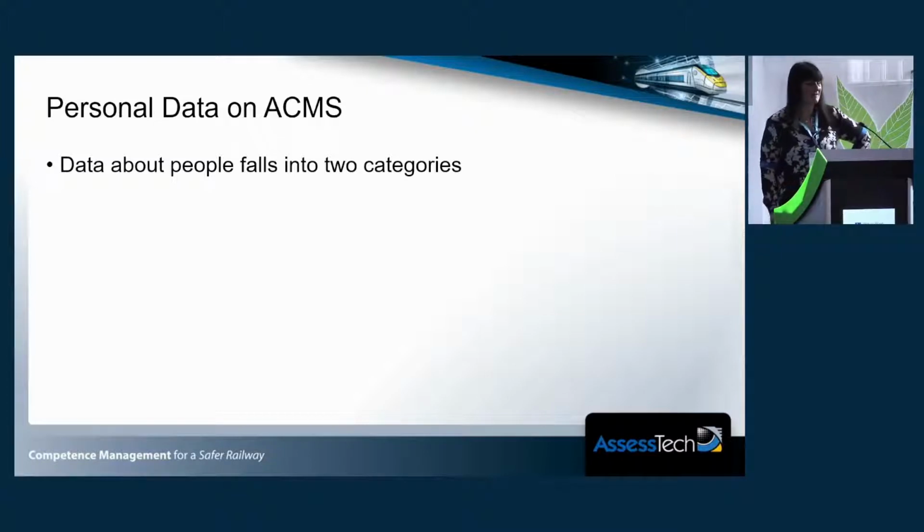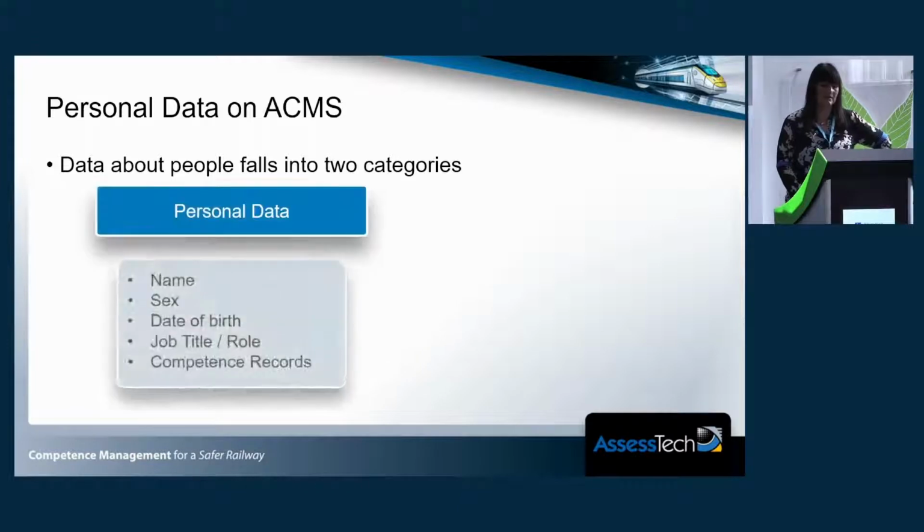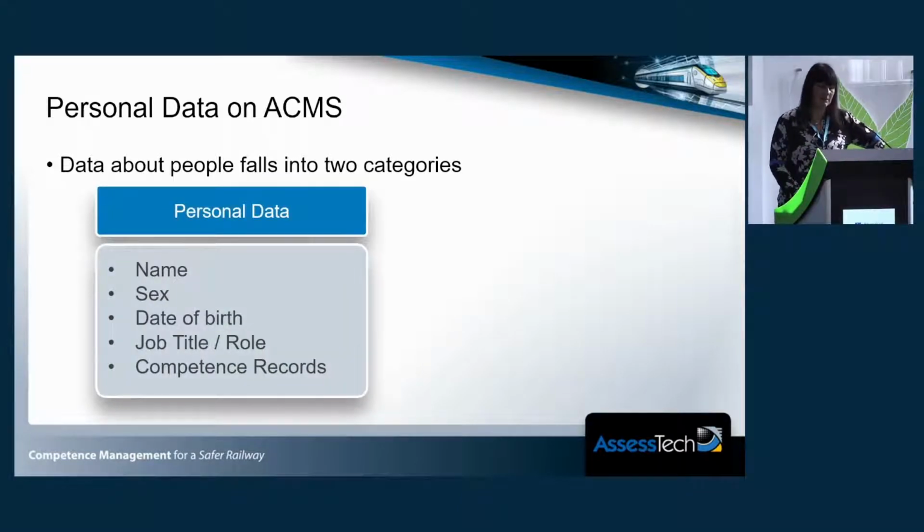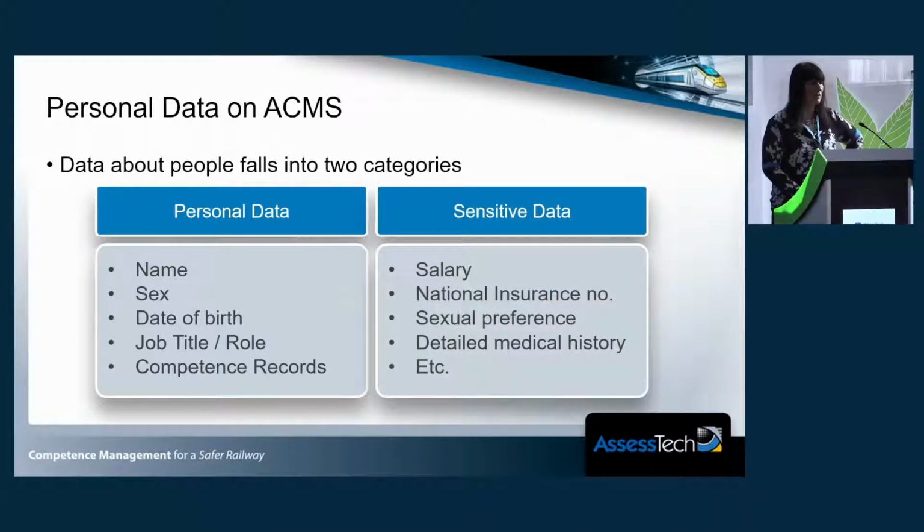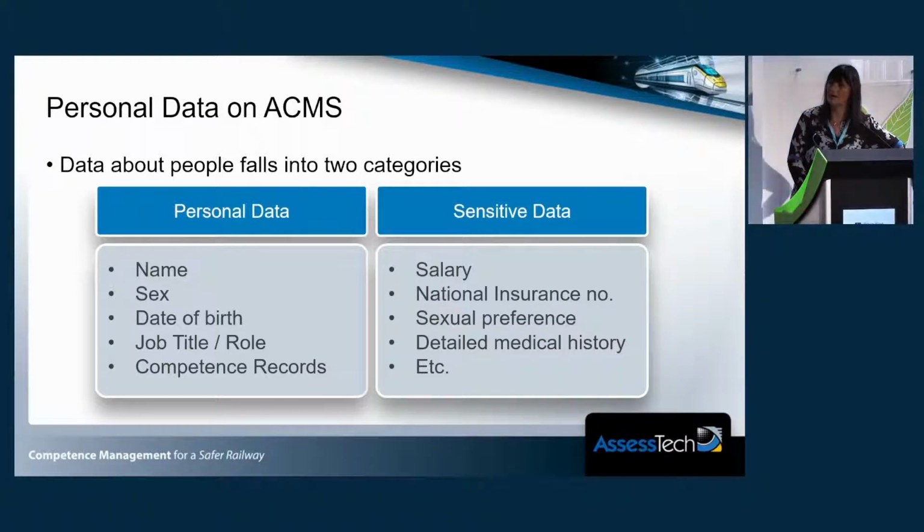So, personal data on ACMS. This is quite important. Data about people falls into two categories as a result of GDPR. You have personal data, which is name, sex, date of birth, job title, your competence records. And then you have sensitive data, things like how much money you earn, whether you like boys or girls, what your national insurance number is, etc. Or maybe the reasons why you might not be medically fit, okay?